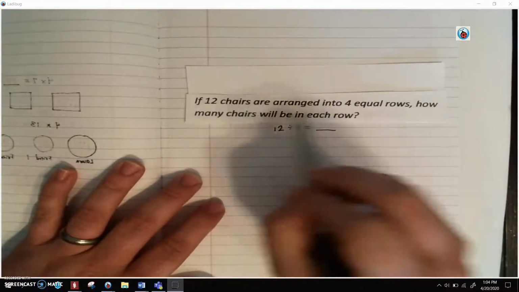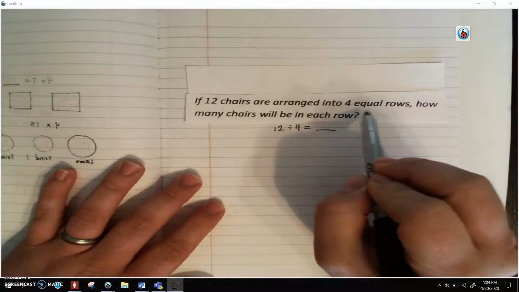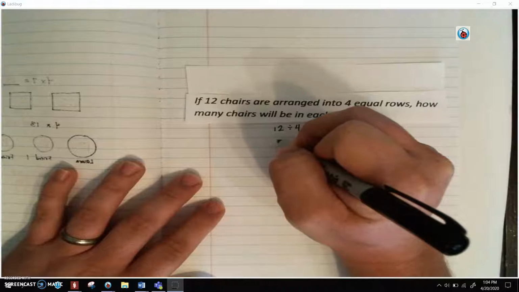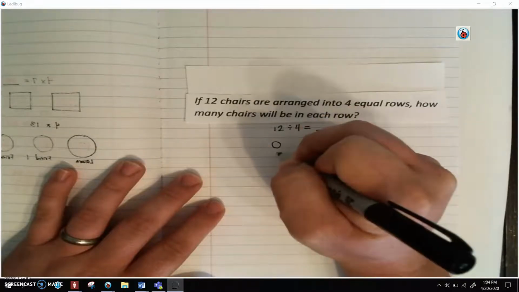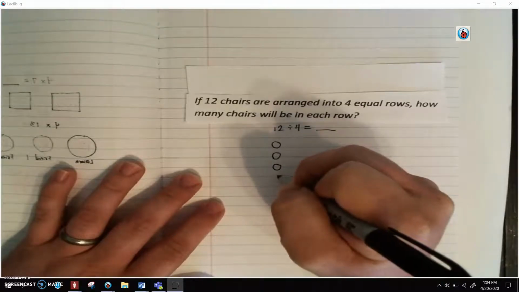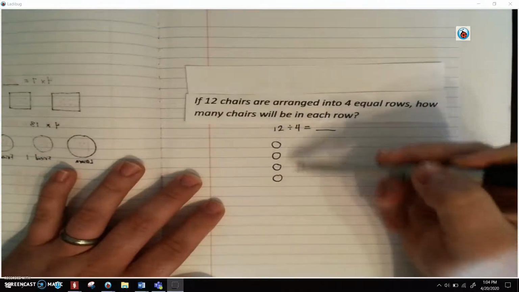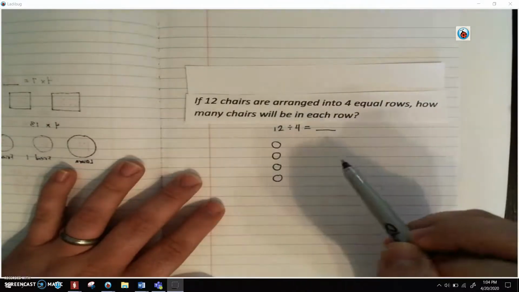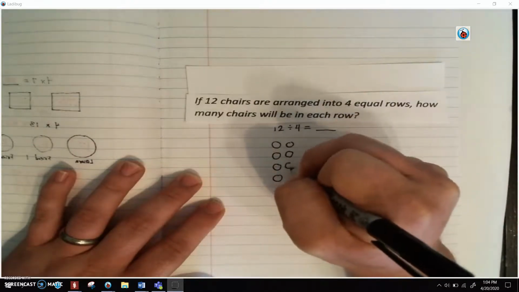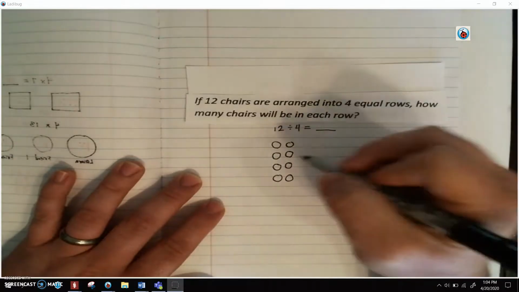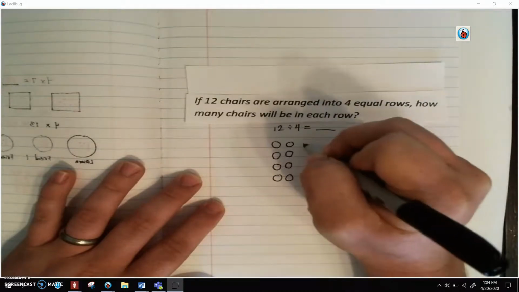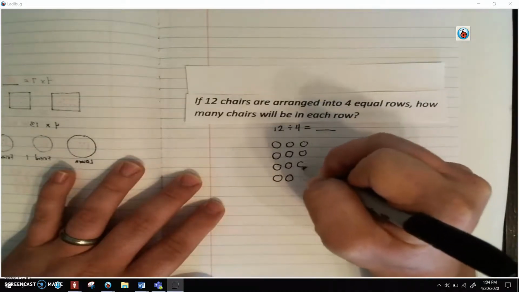So there's 12 chairs arranged in 4 equal rows. So that lets me know that there are 4 rows. So let's see, we're going to have row 1, row 2, row 3, and row 4. So now we have 4 rows, and there are 12 chairs total. So there's 1, 2, 3, 4, 5, 6, 7, 8. I'm going to count until I get to 12. So right now I have 2 chairs in each row. Let's see, so there's 8, 9, 10, 11, 12.